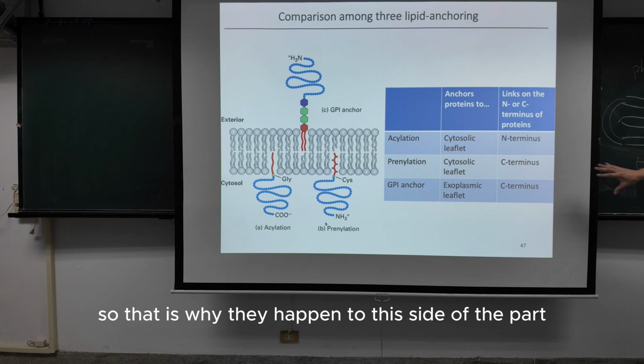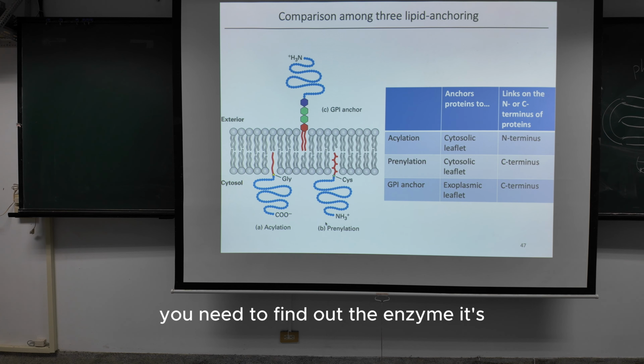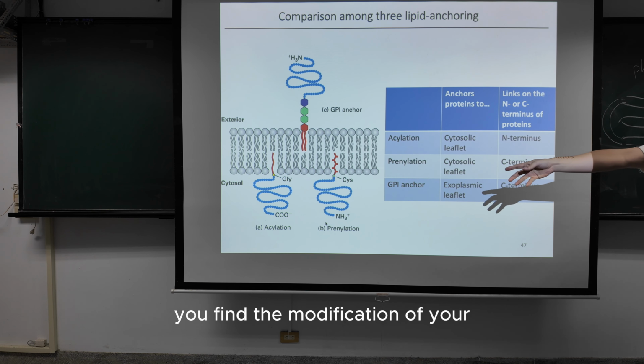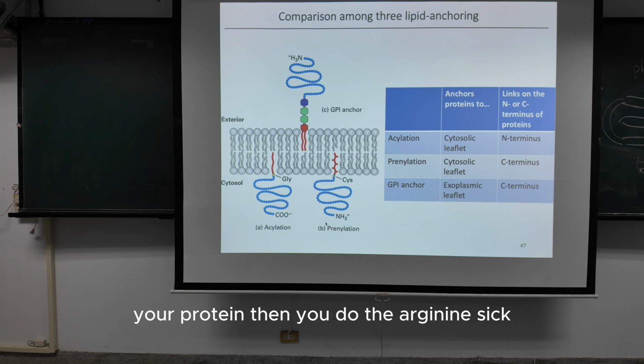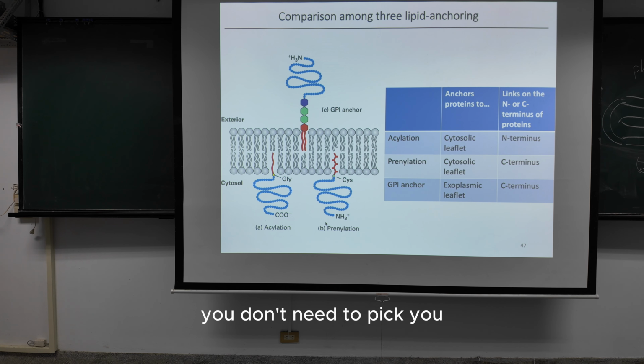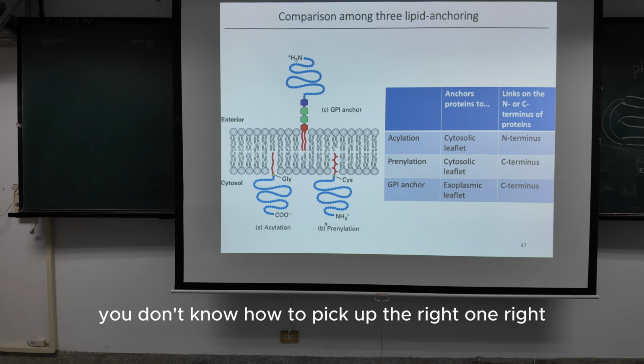So I hope that by explaining this, you will gradually have more and more sense. When you see your result, you will probably be able to guess what next step you should do. Okay, you need to find out the enzyme. Or, for example, you find a modification of your protein, then you do RNA-seq and find a lot of candidates, but you don't know how to pick the right one, right? You need to follow the logic. That would be the logic.